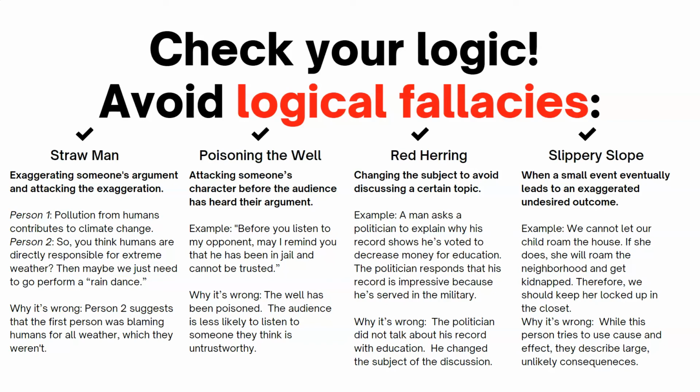Slippery slope is when a small event eventually leads to an exaggerated, undesired outcome. So, for example, we cannot let our child roam in the house. If she does, she will roam the neighborhood and get kidnapped. Therefore, we should keep her locked up in the closet. So this is wrong because even though the person is trying to use cause and effect and sound logical, they describe large, unlikely consequences. It's not a strong argument.